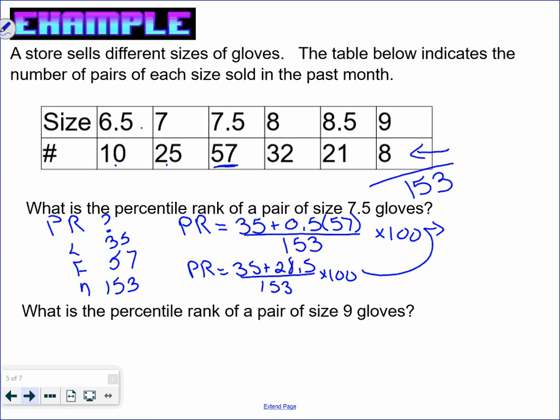Next, we want to add 35 plus 28.5 to give us 63.5. Then we're going to divide the 63.5 by 153 and multiply it by 100. So we'll get 41.5. So we'll round that to 42, which will represent the 42nd percentile.